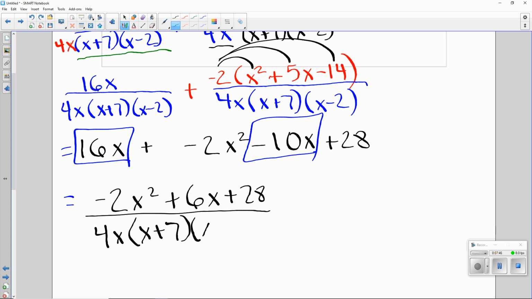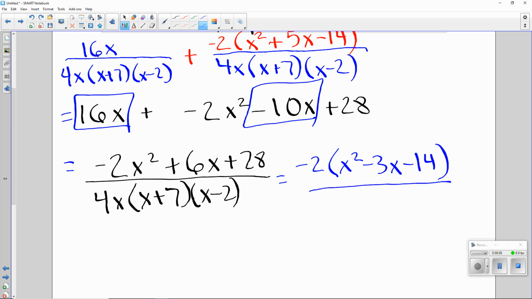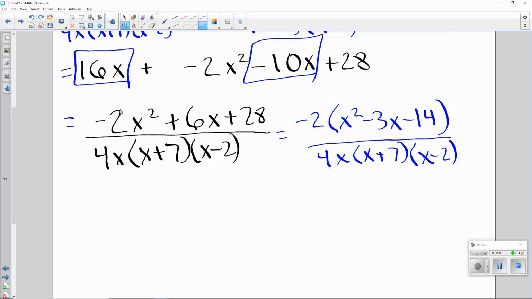Now this one keeps going because now we need to factor the top to see if anything will cancel out with that common denominator. So I'm first going to notice there's a GCF of negative 2 that I can factor out. And I bet I can factor what's inside the parentheses one step further.